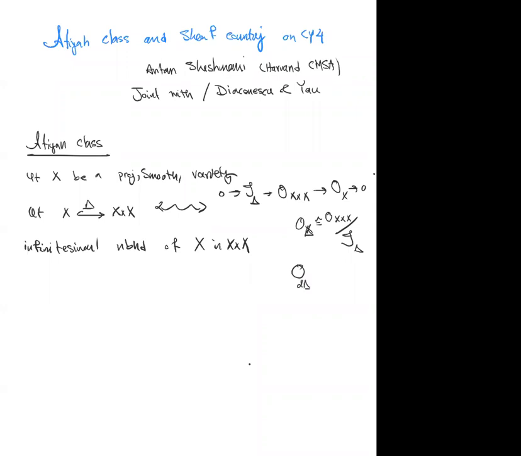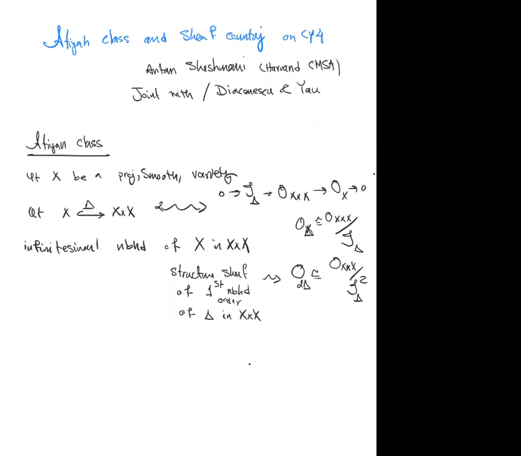And then you can define the first order neighborhood of the diagonal, and this is going to be O of X cross X modulo J delta squared. So this is the structure sheaf of the first order neighborhood of delta in X cross X, of course.